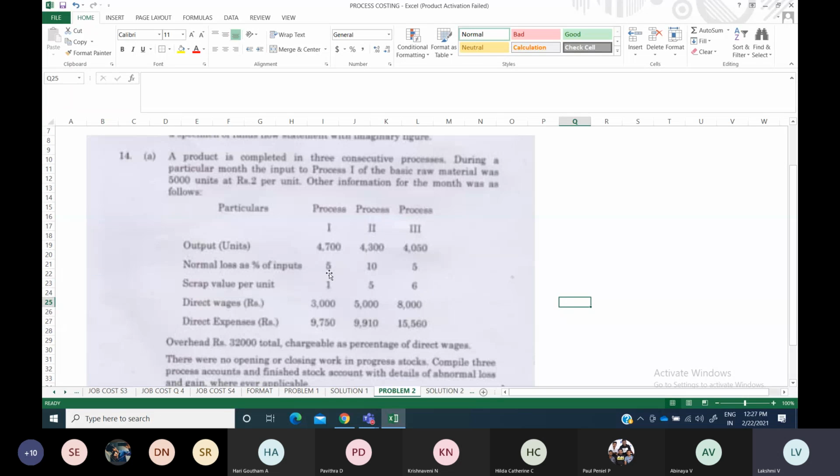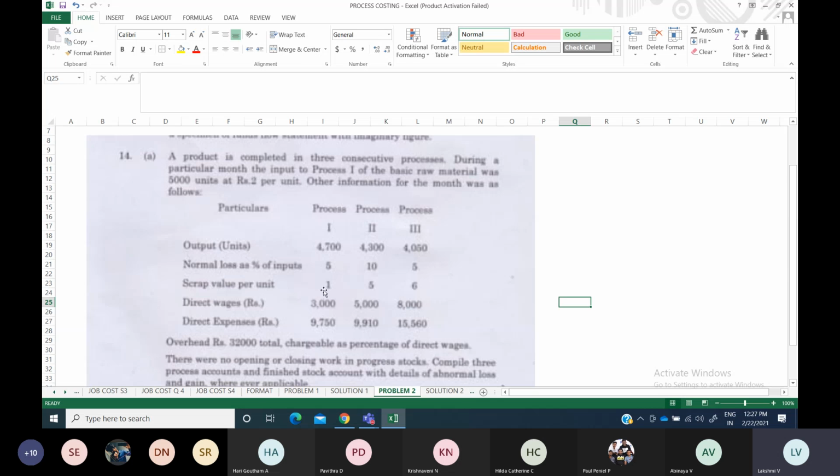So note which is per unit and which is percentage. Normal loss they will give as a percentage, and scrap they will give per unit. So direct wages, these all will come on the debit side. Automatically the format should come to your mind: what all items we have to bring on the debit side, and on the credit side, what all items we have to take over.